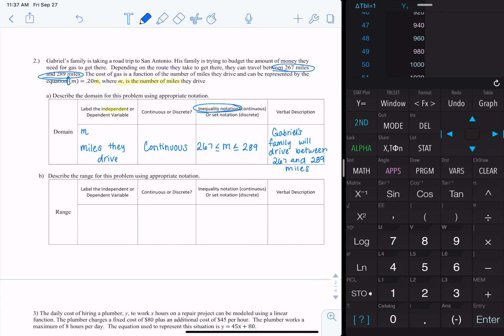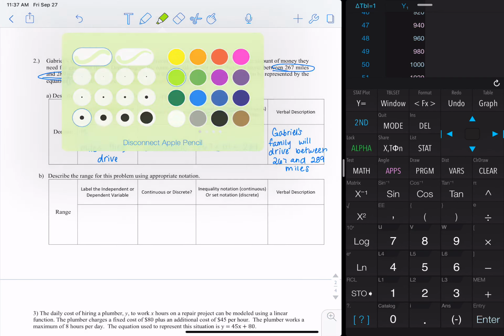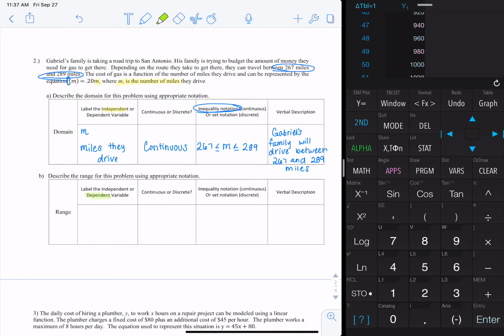Okay? Now the range is always the dependent variable. Okay? And our dependent variable is going to be C of M. Well, we are talking about the cost, right? So the cost of gas. So we're going to say the dependent variable, C of M, represents the cost of gas. So as they drive the miles, they're going to have to pay for so much gas. Remember I told you that if the domain is continuous, then the range is also continuous.